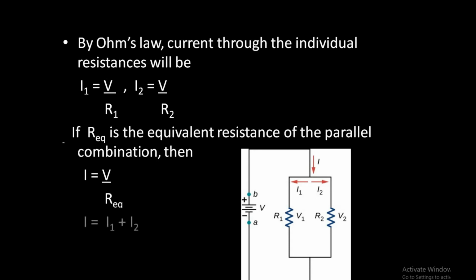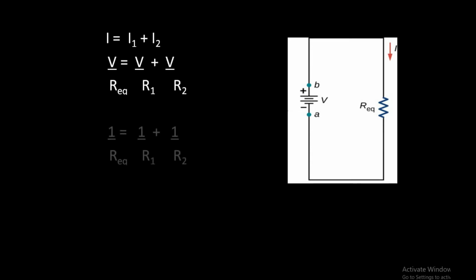Now as I equals I1 plus I2, on putting all the values we finally get V upon Req equals V upon R1 plus V upon R2, and on solving it we get 1 upon Req equals 1 upon R1 plus 1 upon R2. So this is the equivalent resistance of the parallel combination of two resistances.